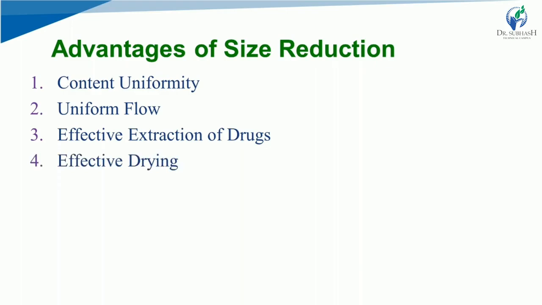Next is effective drying. Drying of a granular mass can be rapid and effective if the size of granule is small and uniform. Such techniques are used in the production of tablet. Similarly, drying of medicinal plant can also be quick and fast after size reduction.